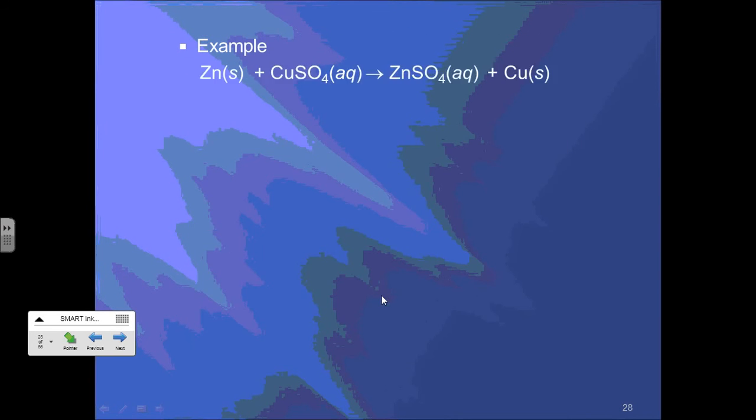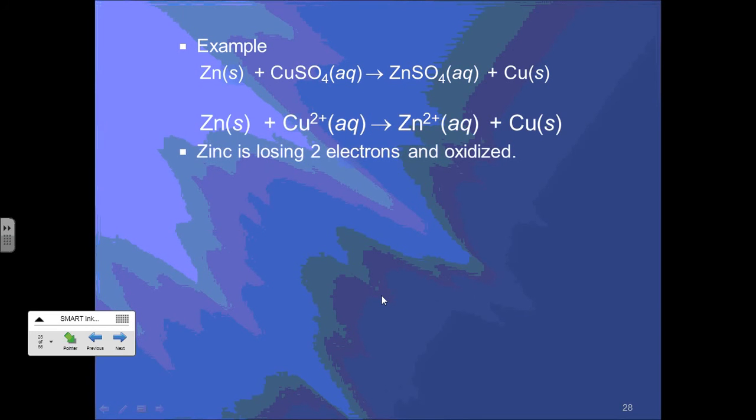Now, let's look at an example. Here we have zinc reacted with copper sulfate, and they are broken down to an ionic equation that represents the transfer of these electrons. In this process, zinc loses 2 electrons. Therefore, because it loses 2 electrons, it is oxidized. Zinc also serves as the reducing agent.